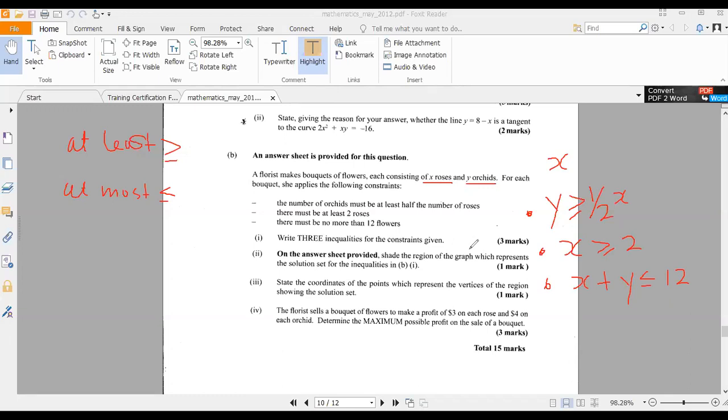Now remember that tonight we are just doing tough stuff. All right. So Y is greater than or equal to half X, X is greater than or equal to 2, X plus Y is less than or equal to what? 12. Are we clear? We good so far? Yes, sir.